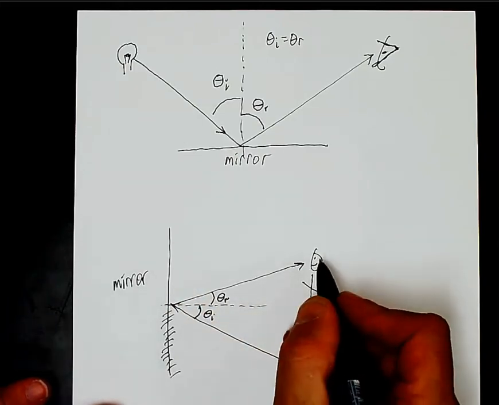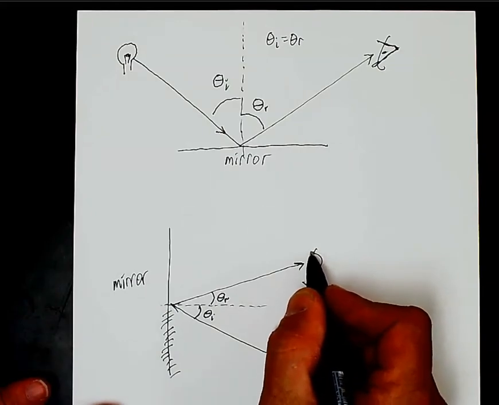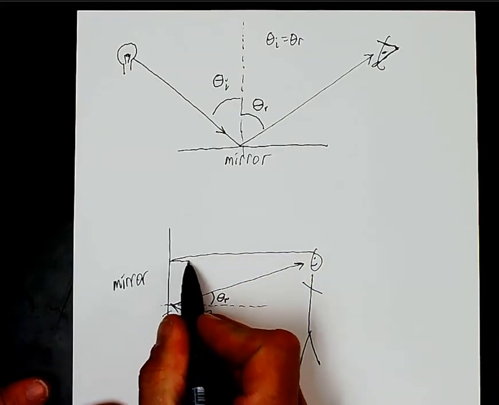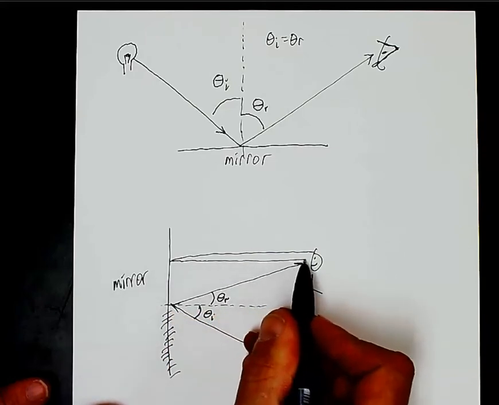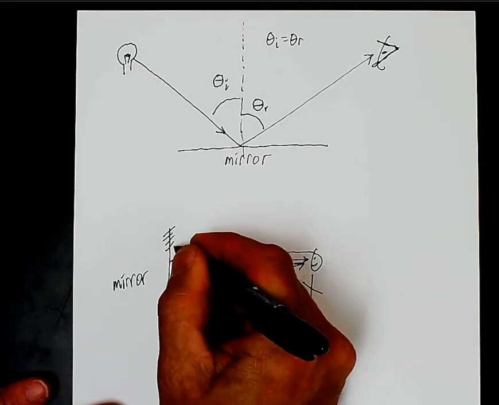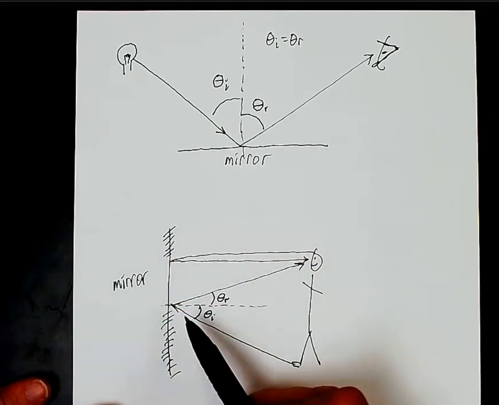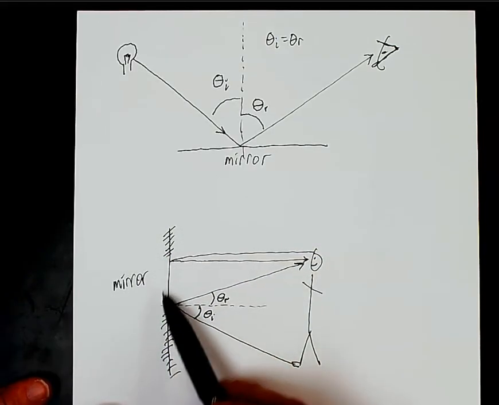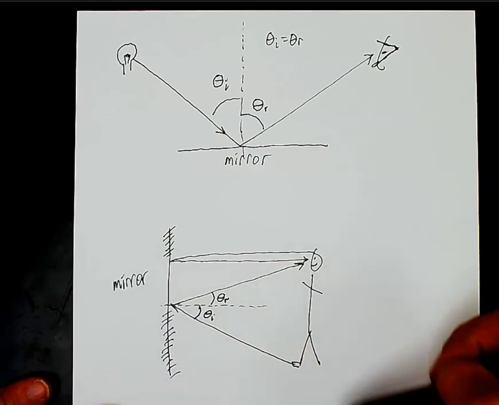And of course, to see the top of my head, that light goes from the top of my head, reflects off the mirror, obeys the law of reflection, and comes to my eye. So really, I don't need this part of the mirror either. And I can see my whole body in a mirror that's basically half as tall as I am.